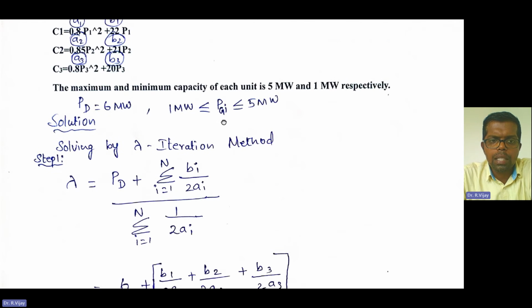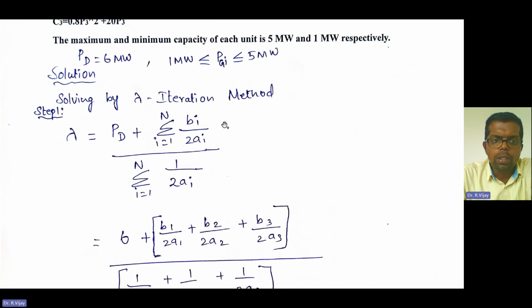Lambda iteration method we have already seen in our previous classes. What is step number 1? To find out the lambda. That is lambda is equal to PD plus summation i is equal to 1 to n bi divided by 2ai, the whole divided by summation i is equal to 1 to n 1 divided by 2ai. This is the formula for calculating the lambda. This formula we have already derived in our previous classes.